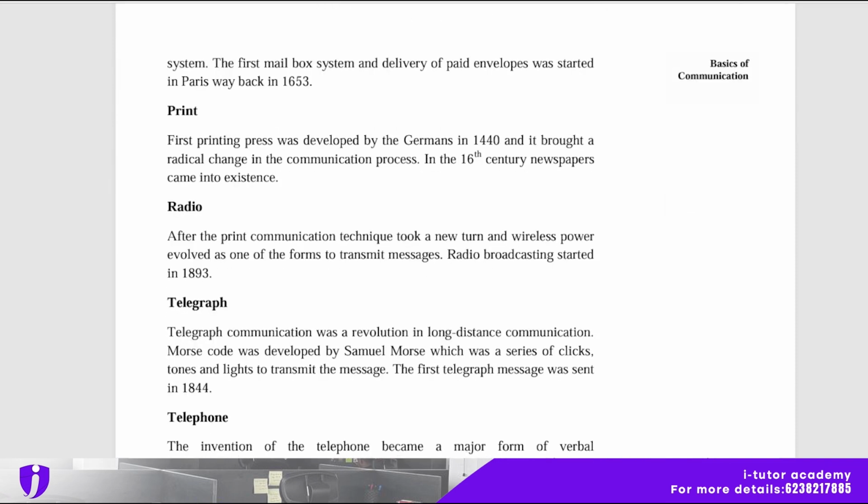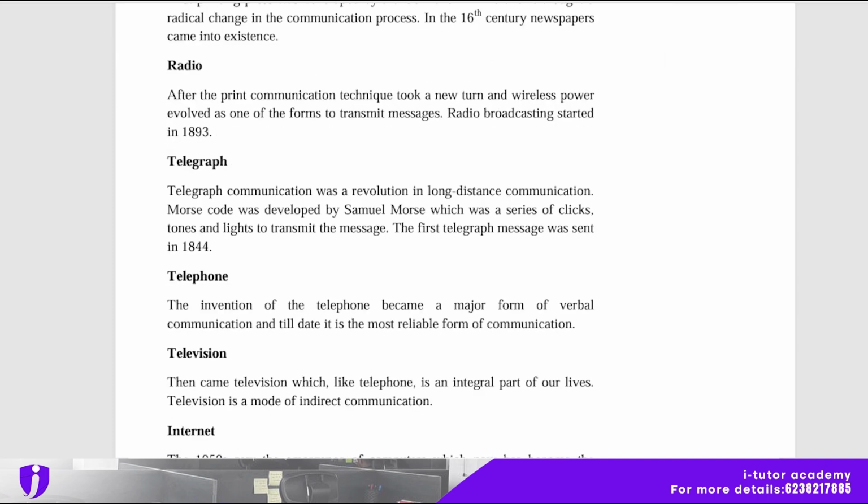And print. Okay, so print communication. The first printing press was developed by the Germans in 1440, and it brought a radical change in the communication process. In the 16th century, newspapers came into existence. Radio. After print, communication took a new turn, and wireless power evolved as one of the forms to transmit messages. Radio broadcasting started in 1893.